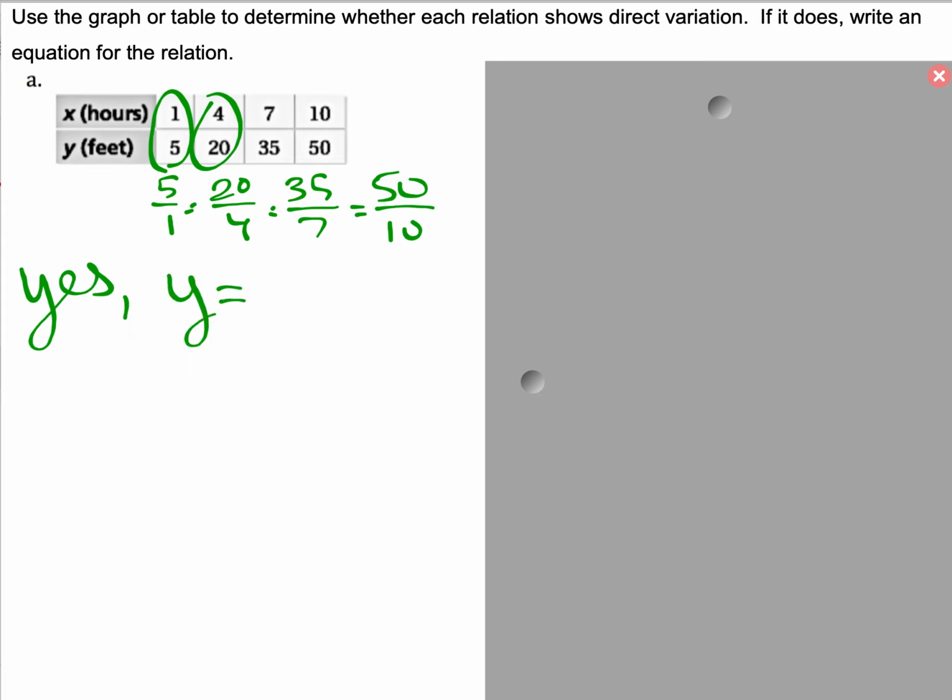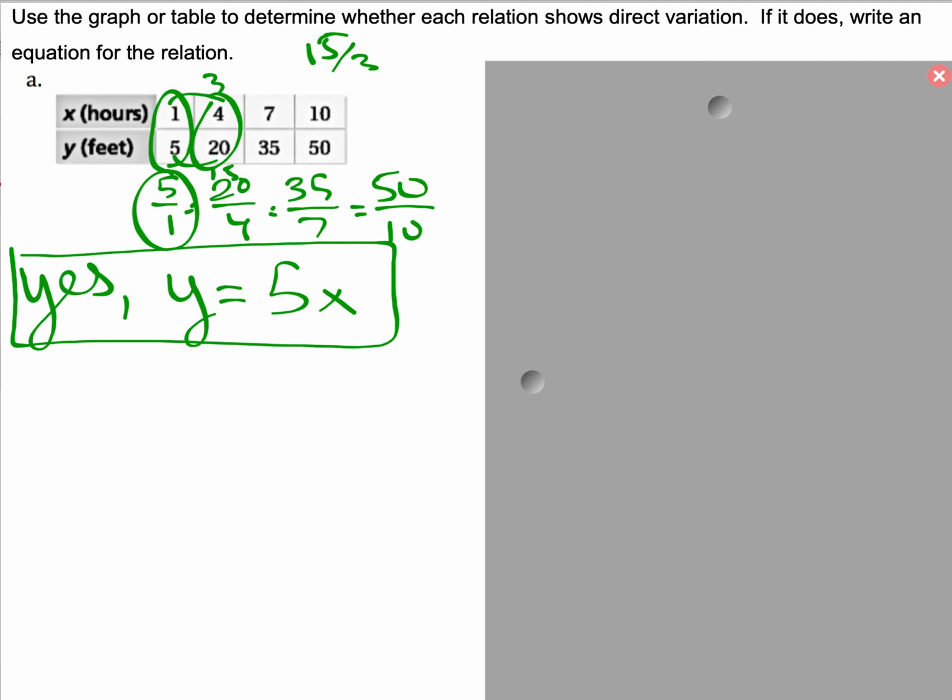And the equation, the slope ends up being, well, it goes up by 3 and this goes up by 15. The slope is 5, so y equals 5x. That is a direct variation.